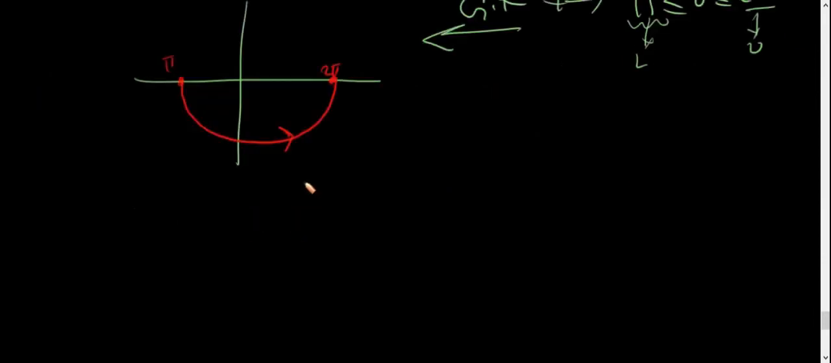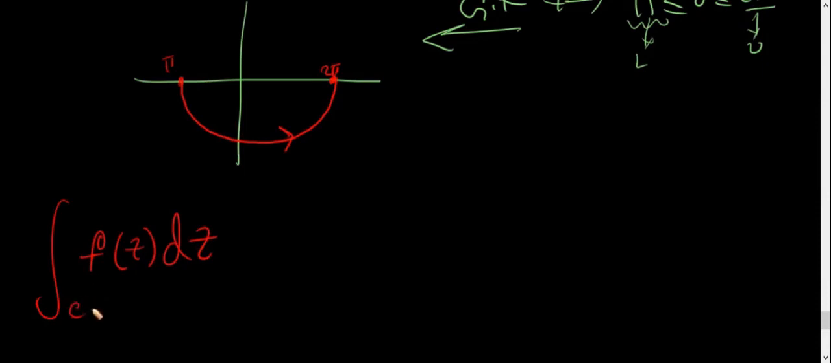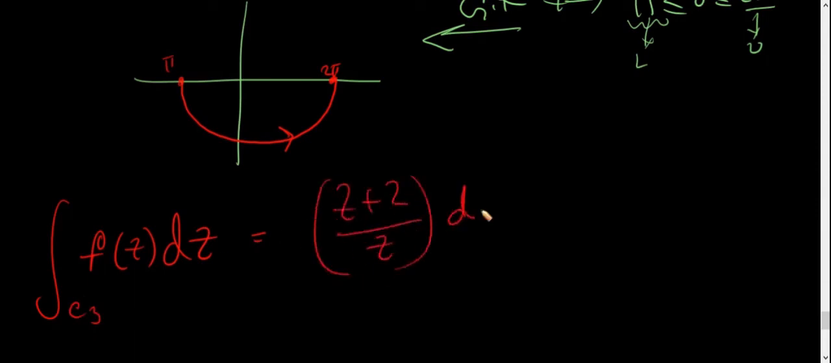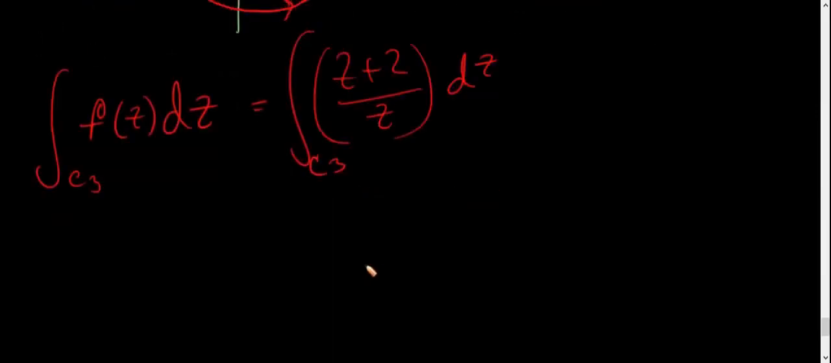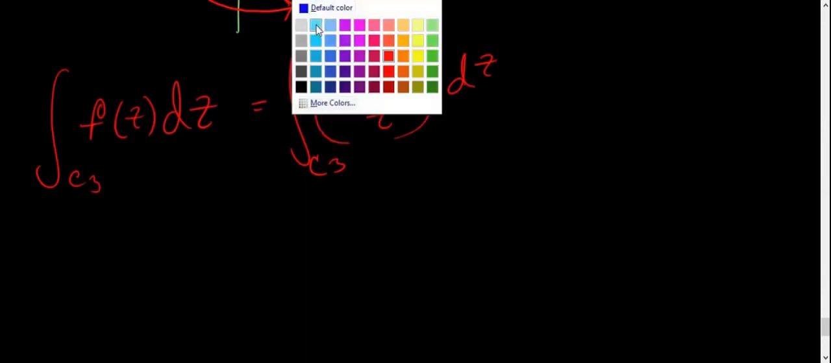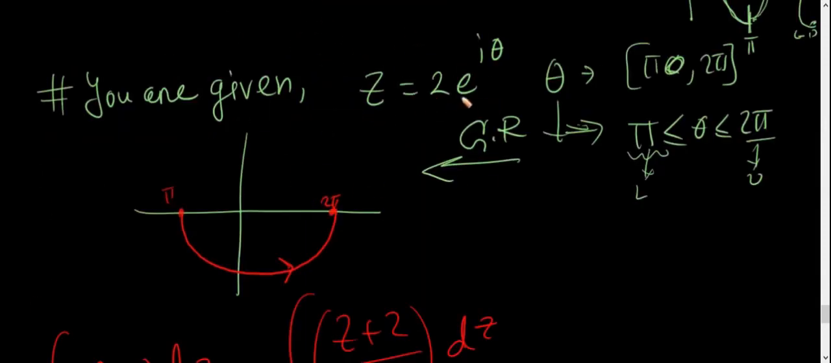So now what you want to do is consider an integral of f of z dz, and this is not a closed contour, so I'm not putting the closed sign over here. Let's call this contour C3, and this f of z is given by z plus 2 divided by z, dz over this C3 contour. Now I'm going to use the parameterization that I have, that is z equals 2 e to the power i theta, and I'm going to use these limits.